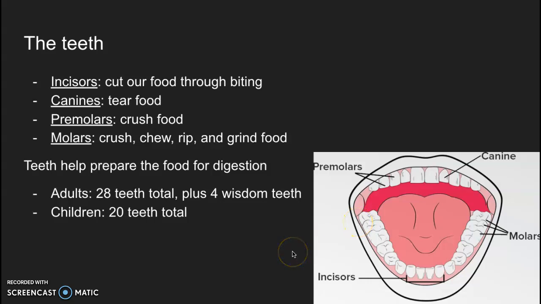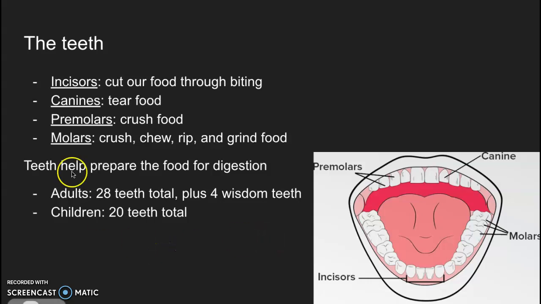Next we have premolars. Our premolars are right here. Our premolars crush food. Next are our molars, they're back here. Our molars crush, chew, rip, and grind our food. And these all aid in our digestion because we need to have our food broken down so it will be ready to digest in our stomach.